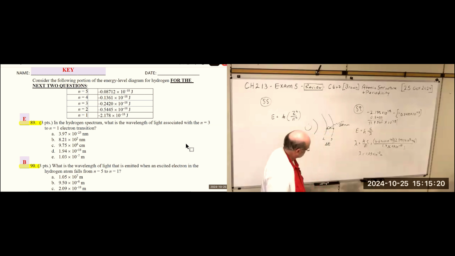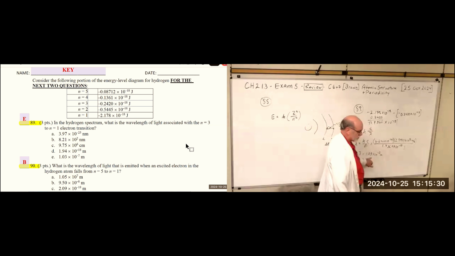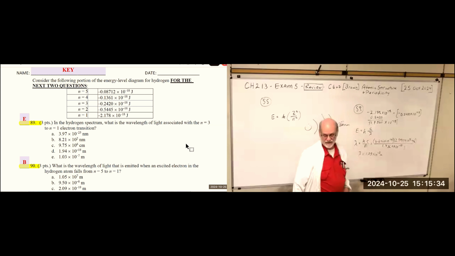Okay. So how many nanometers would that be? Well, we need to move it from 10 to the minus 9. So 10 to the minus 7 would give us 1.03. But if we moved to 2 more, that would give us 103. So 103 nanometers, if you need that unit of measure.